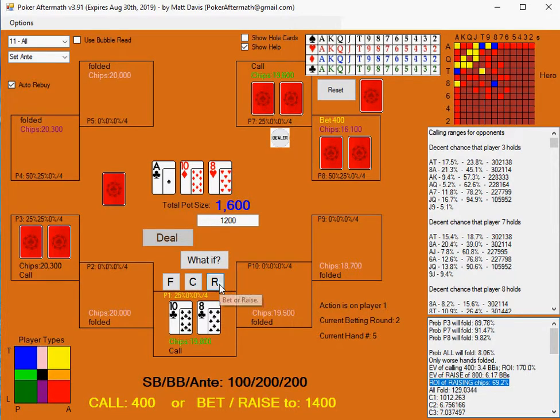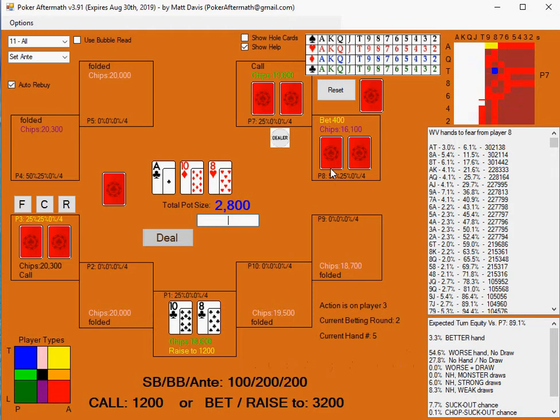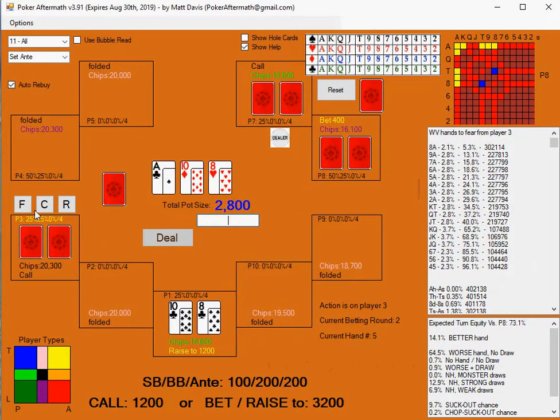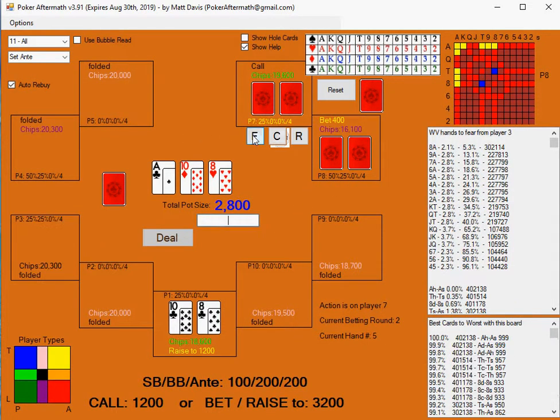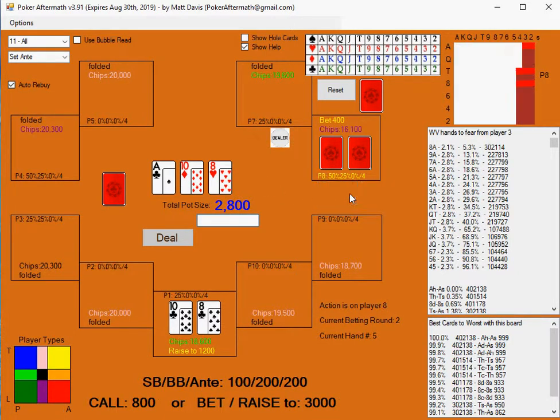I think I probably should have raised for more than 1200, to be honest with you, because these guys might still call with a Queen Jack, and this player certainly would call with a draw like Queen Jack. He's going to be getting very good odds, over 3-1 on his money, I think almost 3.5-1. So what did happen is this player folded, and then player 8 over here called.